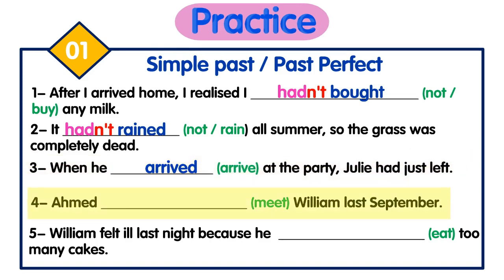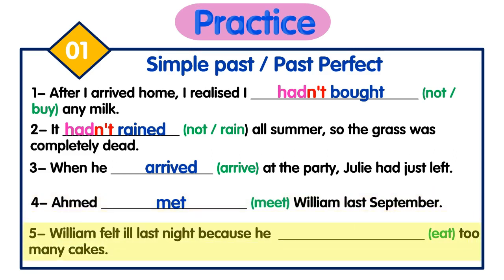Sentence number 4. Ahmed met William last September. And here we have last September, which means we're talking about the past. So automatically the verb will be put in the simple past. So we're going to say Ahmed met, with one E, William last September.